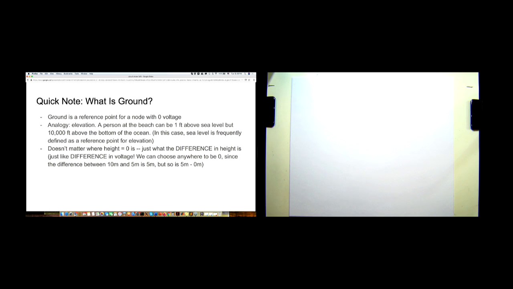Because what matters in elevation, and in circuits in voltage differences as well, is just the difference, right? So pick a point, stick to it, and make sure that you're consistent throughout your circuit analysis about where your reference point is. We can choose that point to be anywhere. We just need to know where it is, and then we measure everything relative to that point.